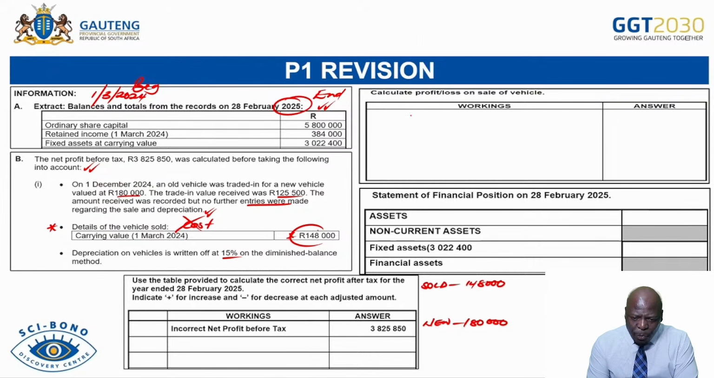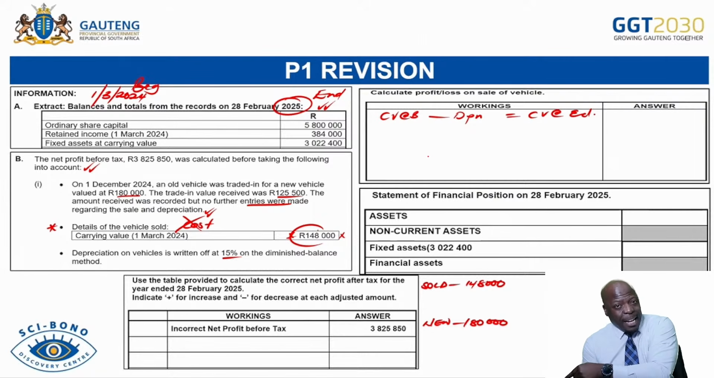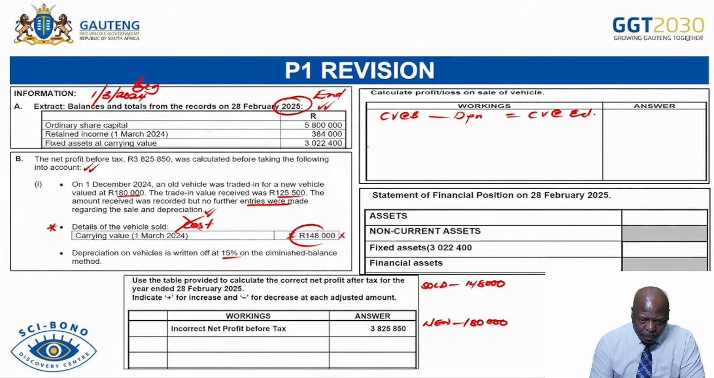Now, I know that if I have my carrying value at the beginning, which is this one, and I subtract my depreciation for the year, it should give me my carrying value at the end of the year. You still with me? So I'll say my carrying value at the beginning is 148,000. I need to subtract my depreciation for the year.